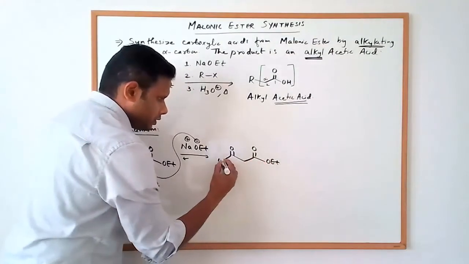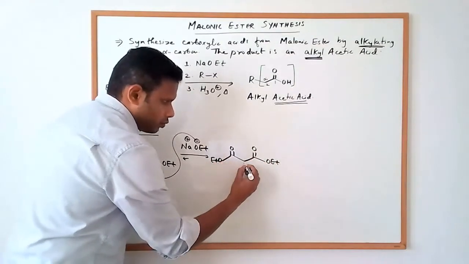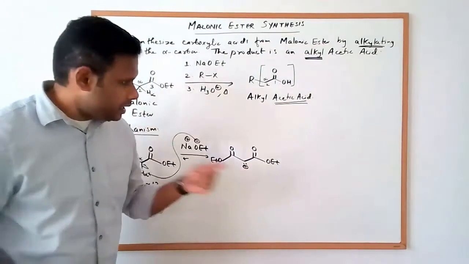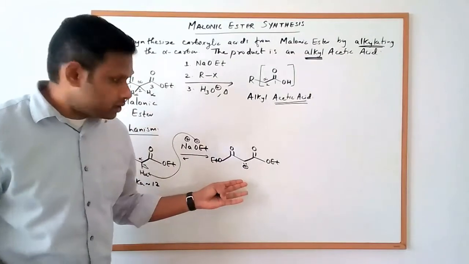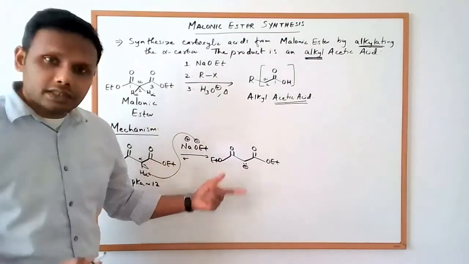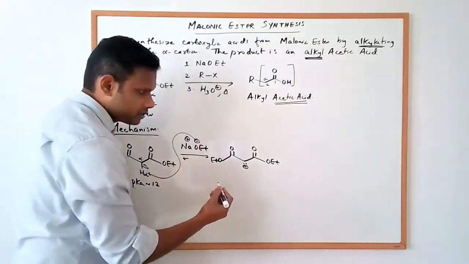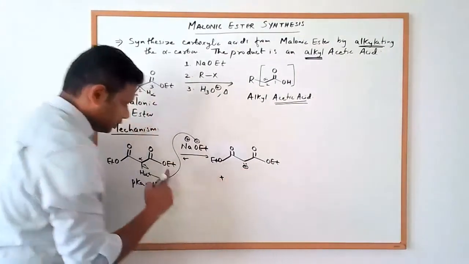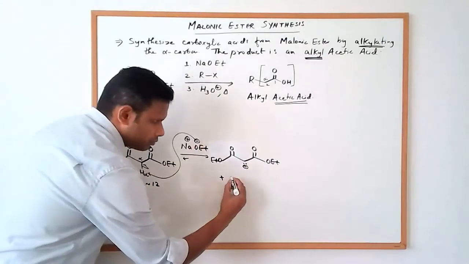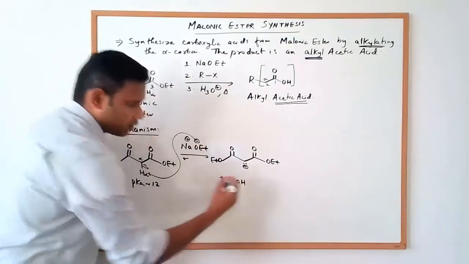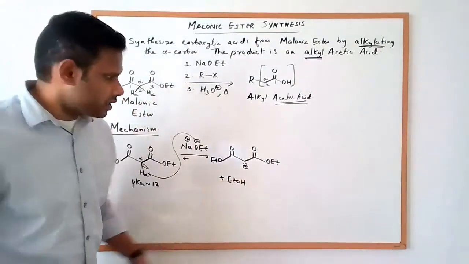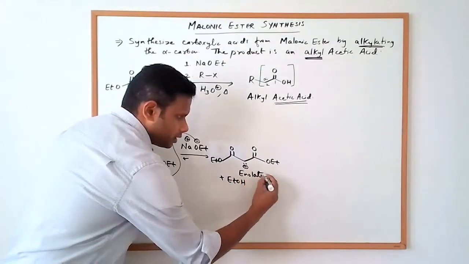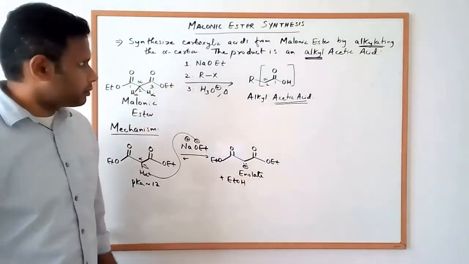Now, notice that what I've drawn here is the resonance form of the enolate. This structure, the conjugate base here, is resonance stabilized and it can give us the enolate. We're just going to draw this form. And plus, the ethoxide is going to become ethanol. So that's the first step. So we get the enolate in this particular step.